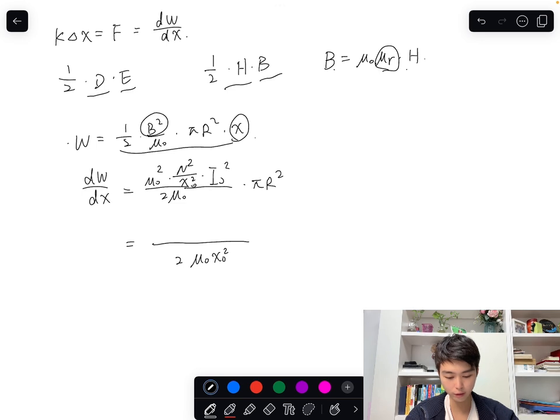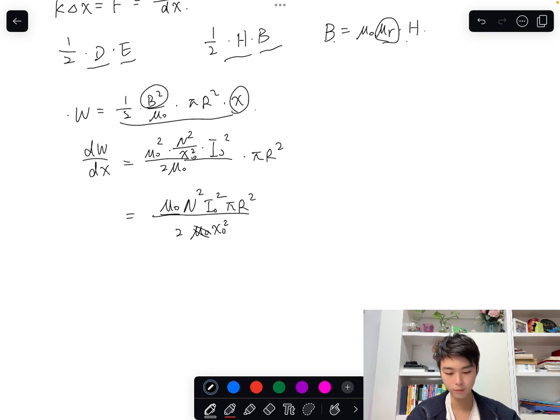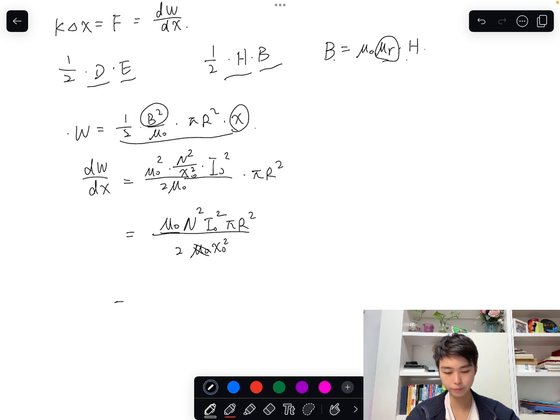Here, yes, there is only one mu 0, n squared I0 squared times pi times r squared. So the delta x would be that over 2k x0 squared, and this thing above.